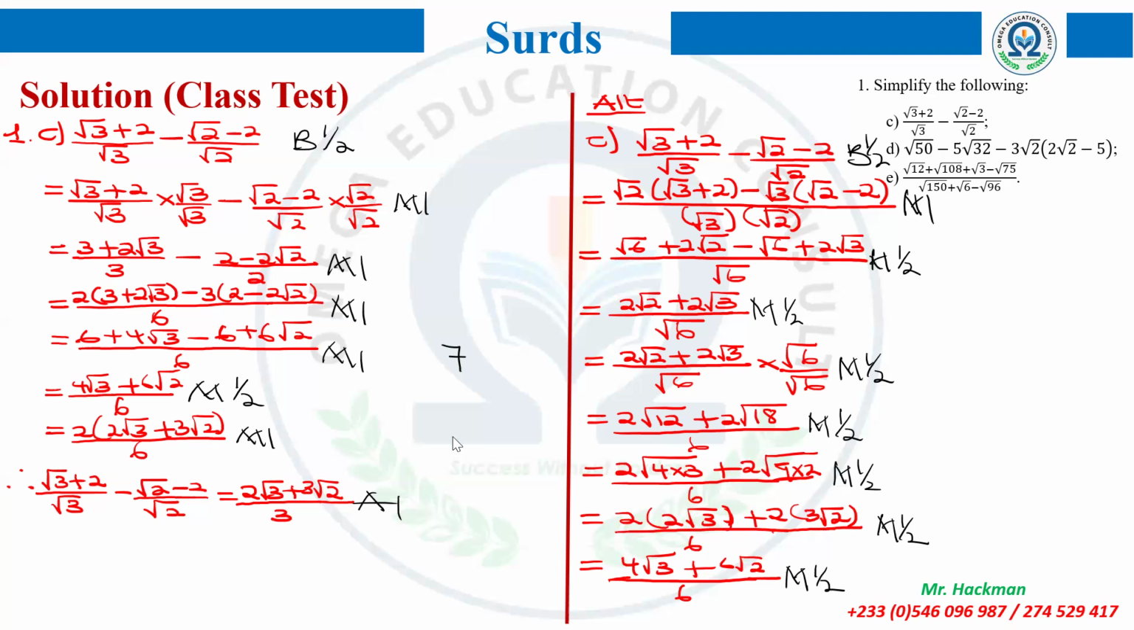So the point is, if you realize that your denominators are not conjugates of each other, don't take the LCM straight away. Make sure you rationalize term-wise. It will make your work a little easier.